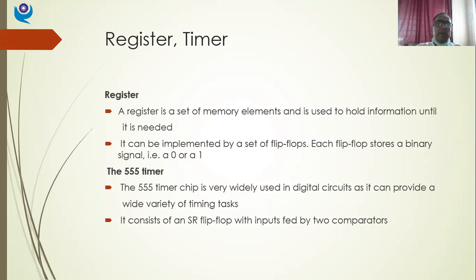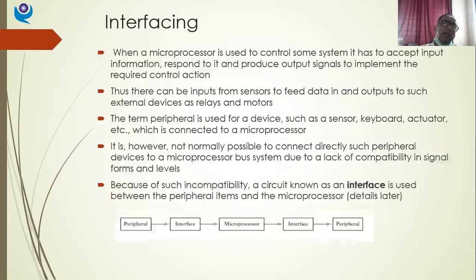So there we can make use of these timing circuitries. The 555 timer chip is very widely used in digital circuits, and it can provide a wide variety of timing tasks. It consists of an SR flip-flop with inputs fed by two comparators. As I said, if you want more details, you can refer to the book by Bolton on mechatronics. So this is the way registers and timers are used in digital signal conditioning circuits.